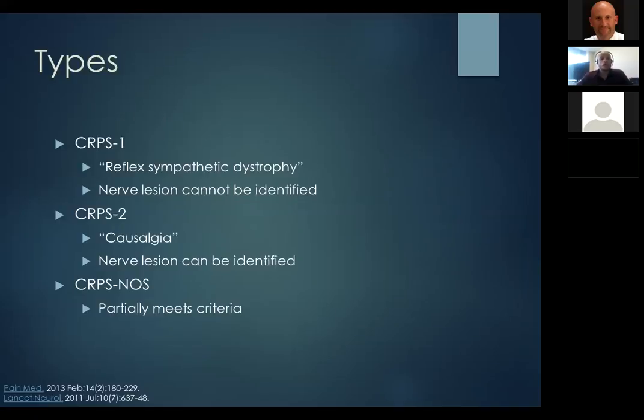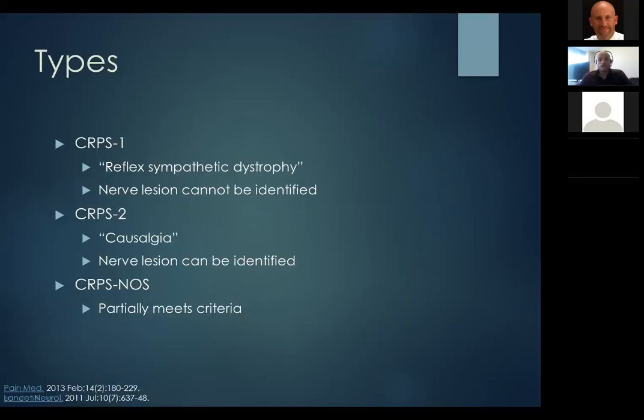CRPS2 is commonly considered, or previously considered, causalgia, which is what I talked about a little bit with the history. And this is when a nerve lesion can typically be identified. CRPS NOS was introduced because there have been some diagnostic changes in how we diagnose this condition. It's typically diagnosed on symptoms, but before these diagnostic factors were taken into account, if a patient was diagnosed with CRPS and they did not meet the diagnostic criteria, they would be put into this group.